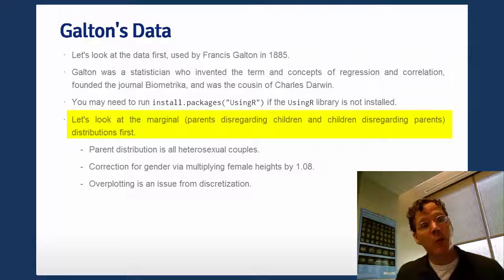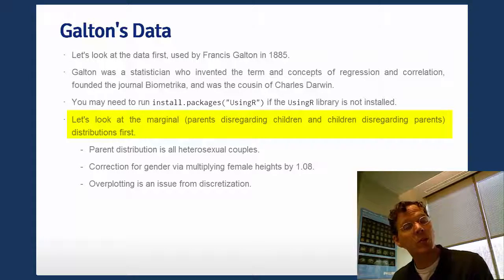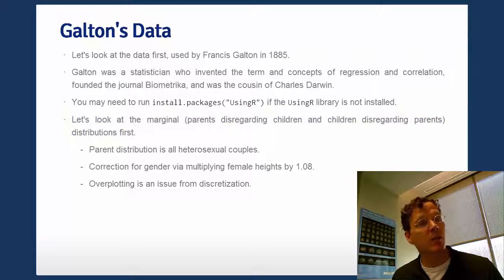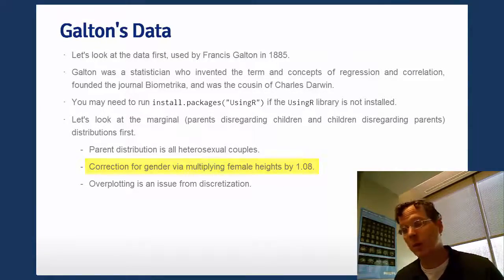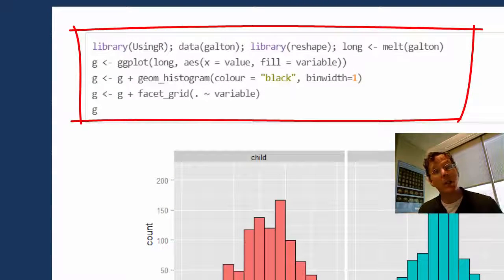So let's first look at the marginal distribution of the parents. In other words, the distribution of the parents disregarding children, and the marginal distribution of the children disregarding parents. The parent distribution is all heterosexual couples, correcting for sex, I guess, by multiplying the female heights by 1.08. Here I give my ggplot commands for creating the two histograms.